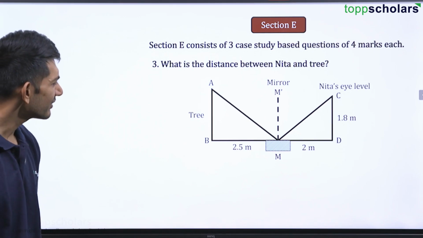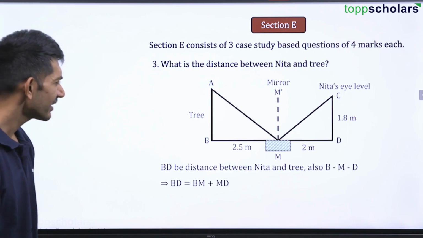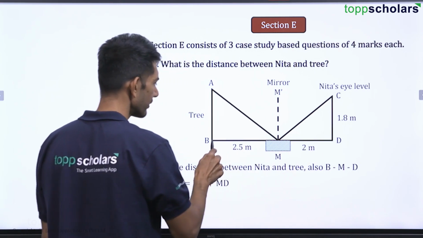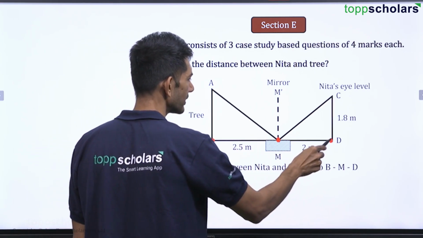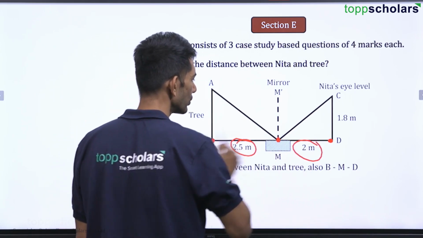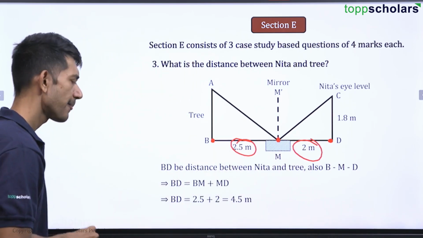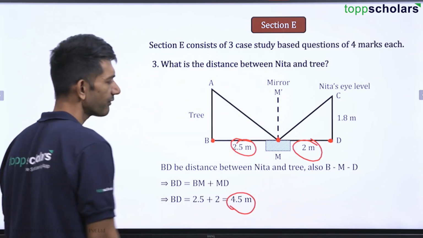The next is what is the distance between Neeta and tree? That is very simple. You just have to add the distances, right? The 3 points are collinear. So you'll add BD is equal to BM plus DM, that is 2.5 plus 2, that gives me 4.5. So 4.5 meters is the final answer.